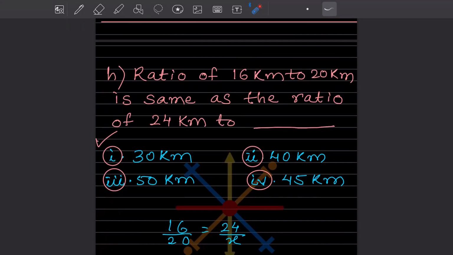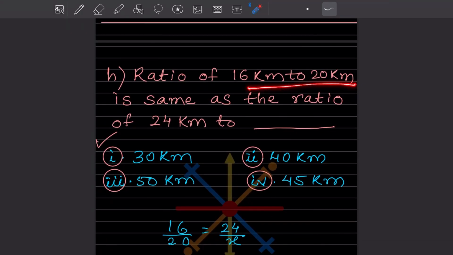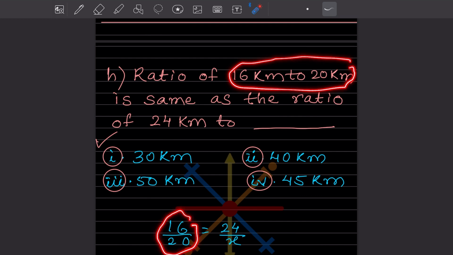Now the next question says that a ratio of 16 kilometer to 20 kilometer is the same as the ratio of 24 kilometer to how much? So we are going to consider this as x. We have done similar problems. Now look at here. Both units are the same, so we can just write the numbers 16 by 20 is equal to 24 divided by x.